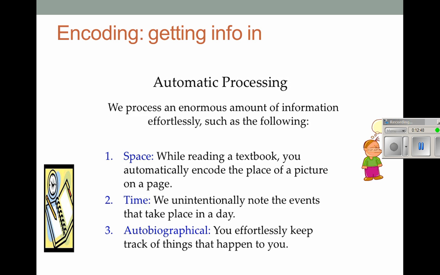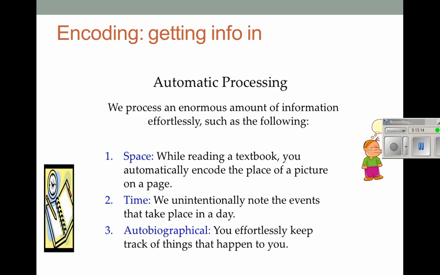All right, there's a couple different ways that you can encode or record information. The first way we're going to talk about, I'm getting ready to throw a lot of stuff at you, so get these down, is automatic processing. It's when you process information effortlessly. Right, so it's kind of coming to you without any effort. It's automatic, exactly what it sounds like.